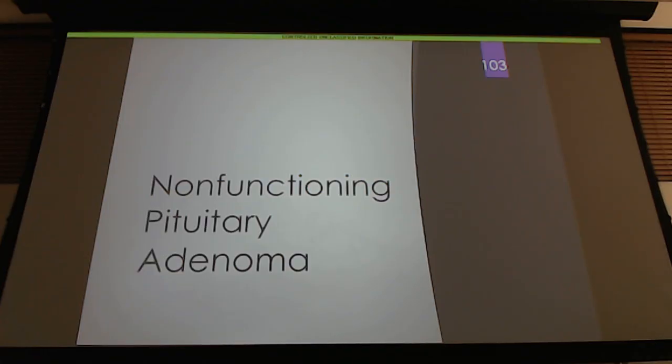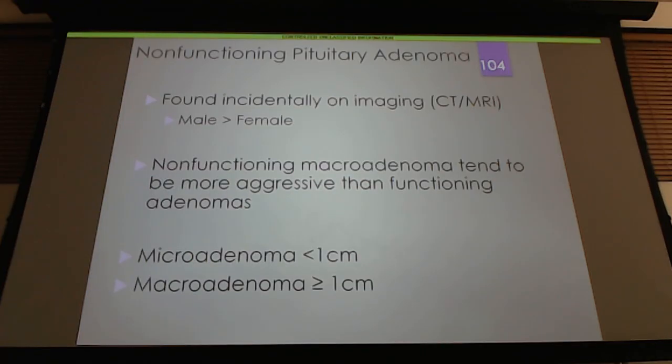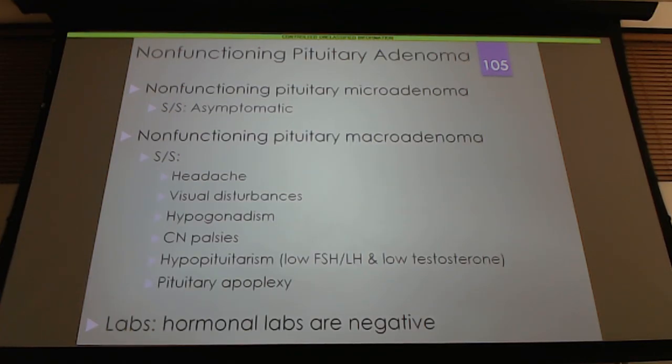Non-functioning is pretty straightforward. A lot of times they're found incidentally, especially if they're small. Maybe they're having an MRI for another reason and you find it. But because they feel fine, as long as it's small enough and not causing any mass effect problems, the patients aren't going to complain about it. We already talked about how non-functioning macroadenomas tend to be more aggressive. We get why.